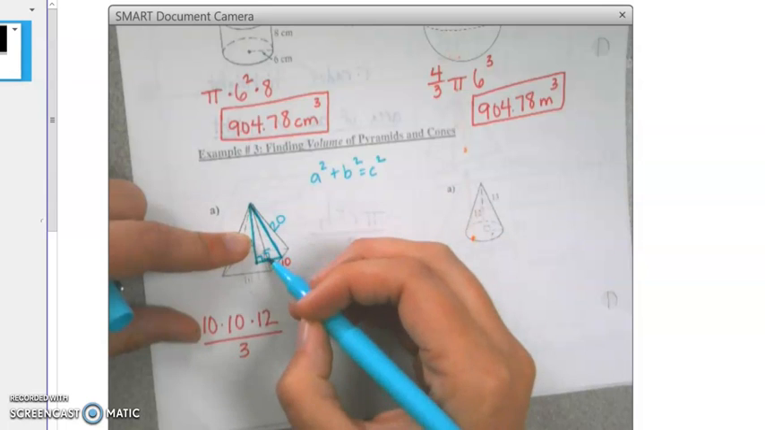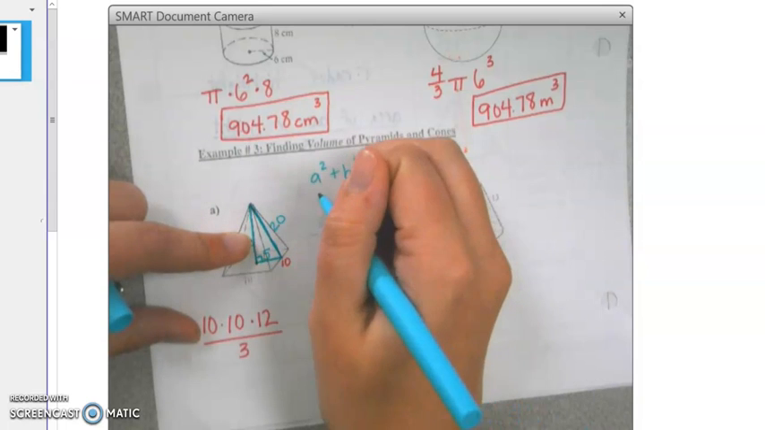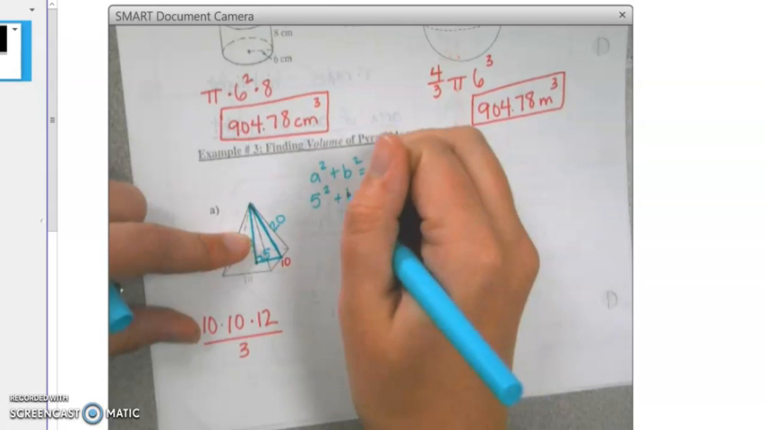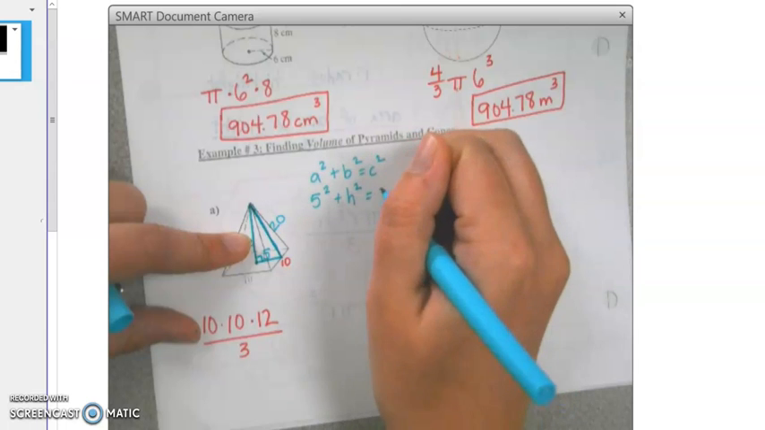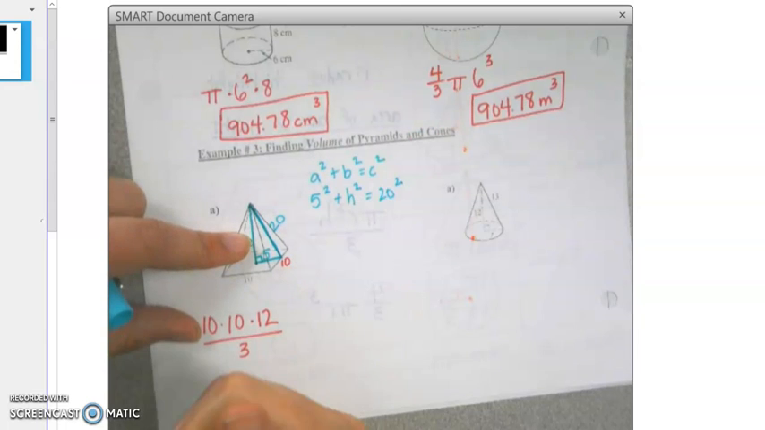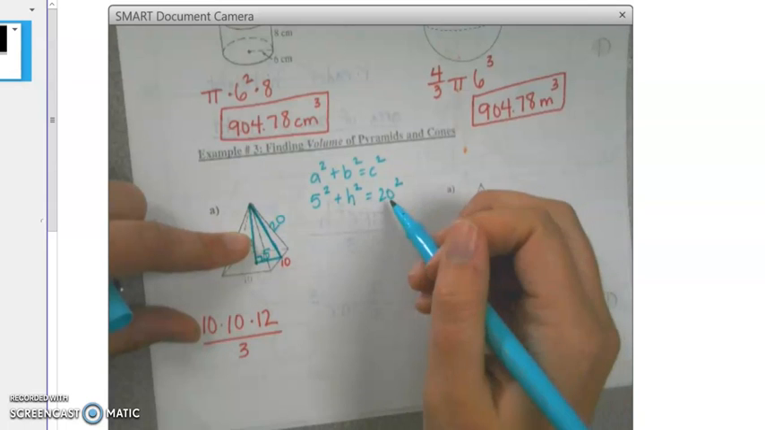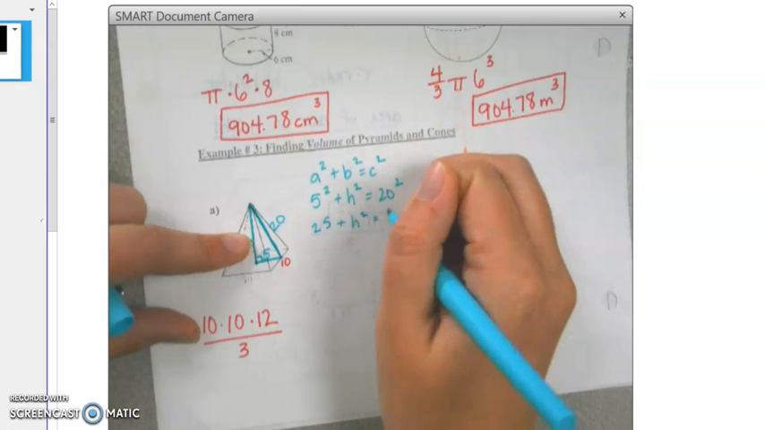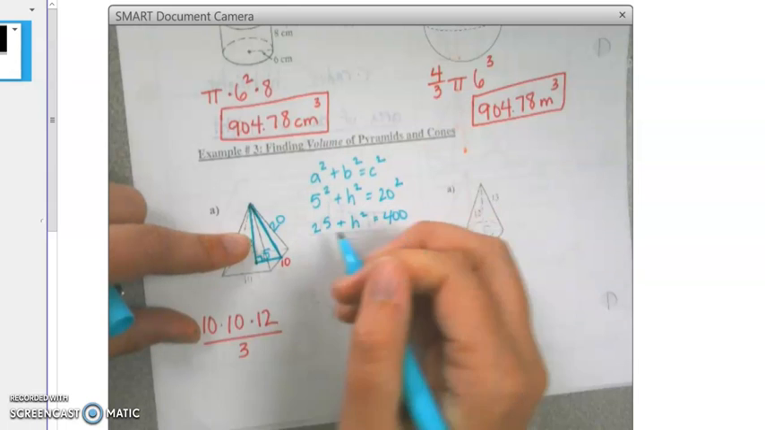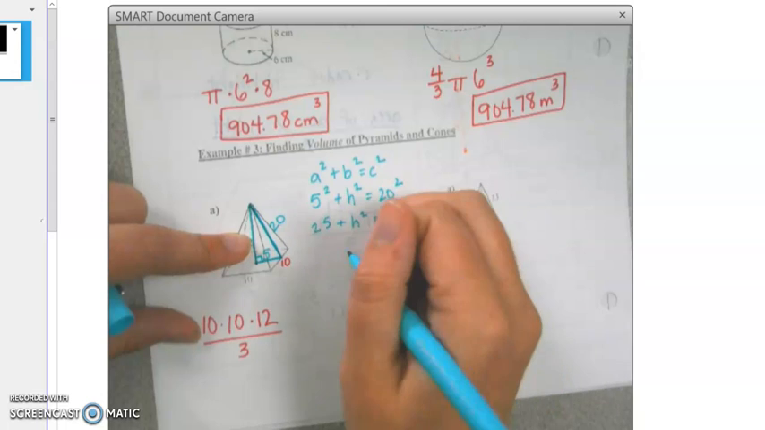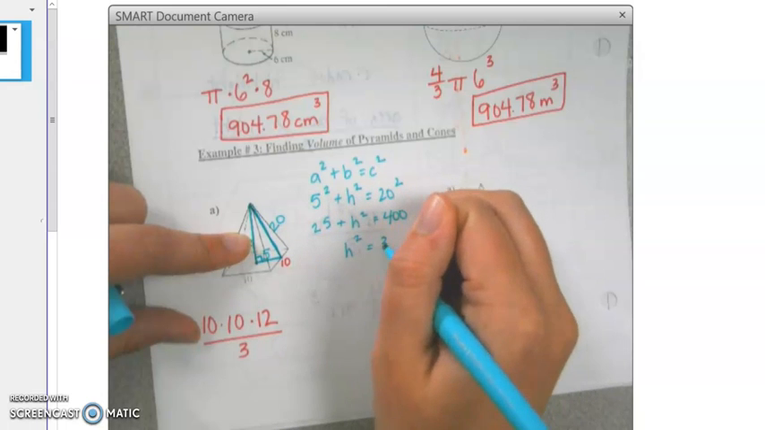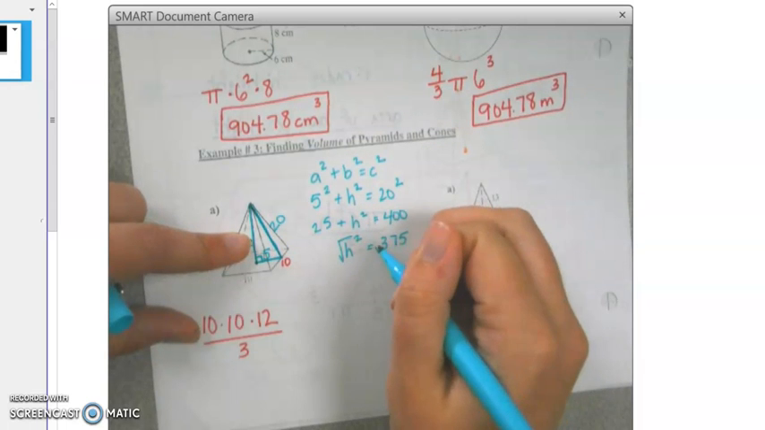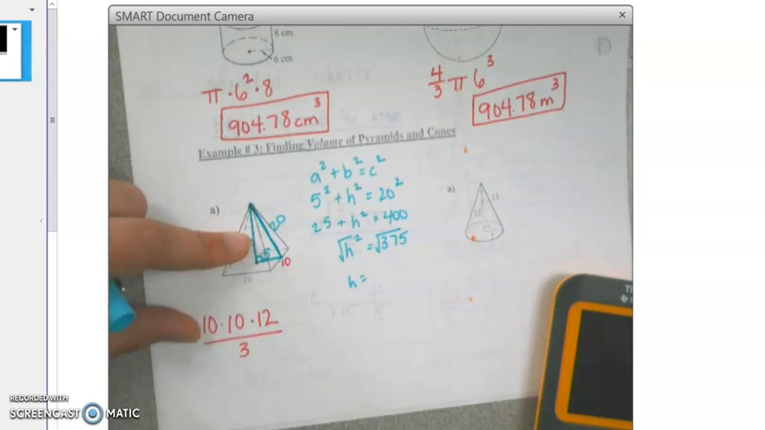So if I was to plug this in trying to find the height, we'll call a 5. So 5 squared plus b, which would be the missing height I don't have, so we'll call it h for height, equals 20 squared. And so 5 squared is 25. 20 squared is 400. We have to subtract 25 from both sides. So h squared would be 375. And then you'd have to square root both sides. I don't know what the square root of 375 is.